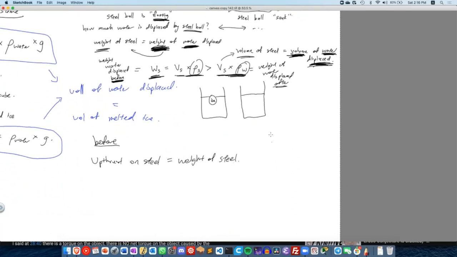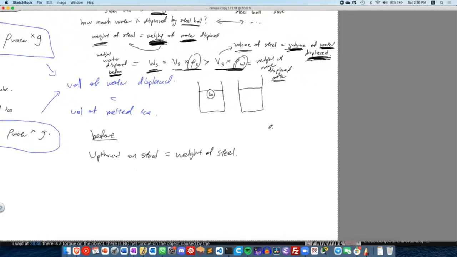And after that, the upthrust on steel is equal to the volume of water displaced times the density of water times g. Let me just double check. Yeah, so the upthrust on steel is equal to the volume of water displaced. Yeah, that's right.